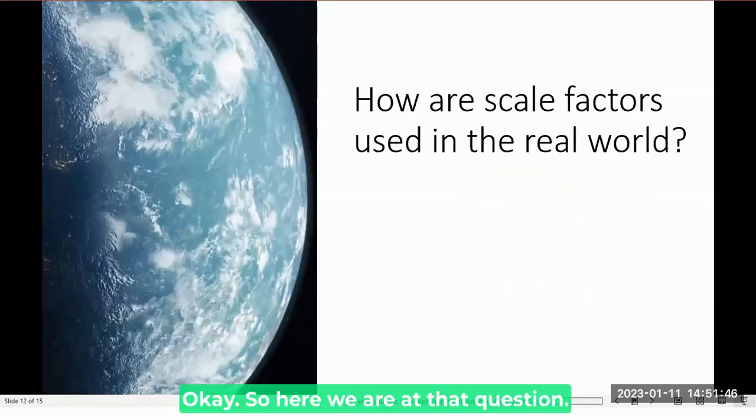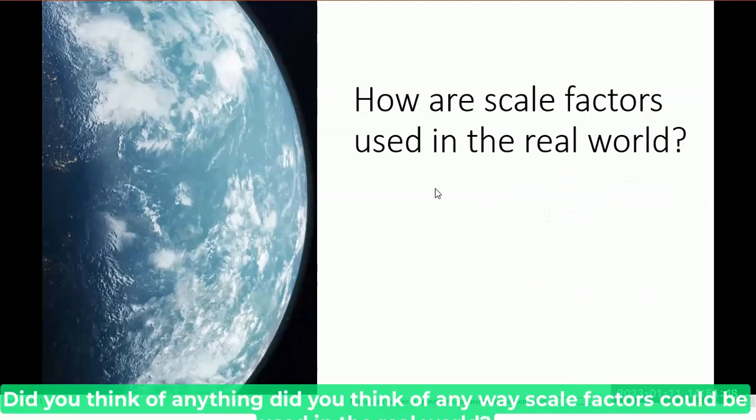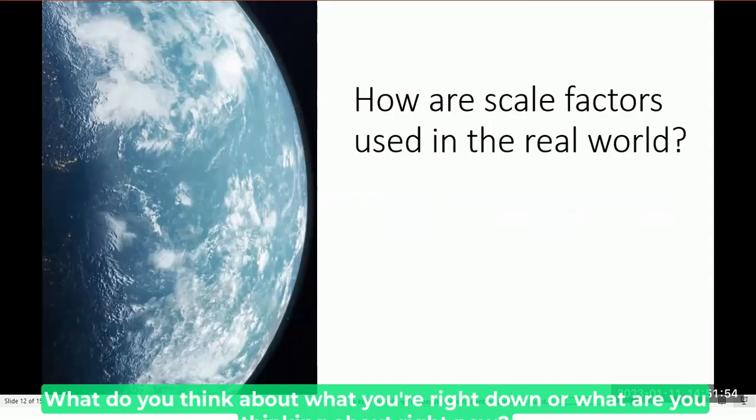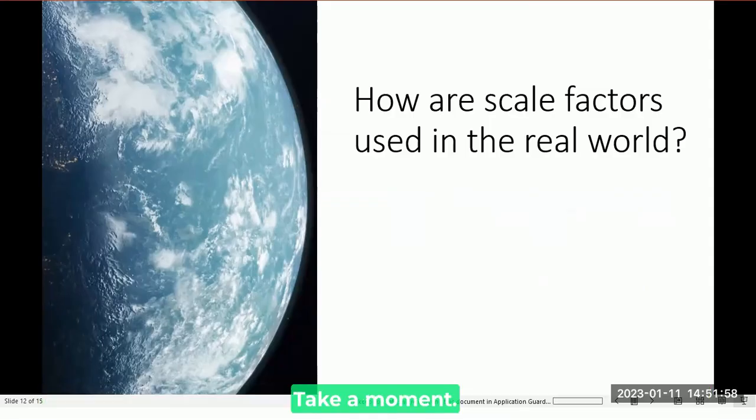Okay, so here we are at that question. Did you think of anything? Did you think of any ways scale factors could be used in the real world? What did you think about? What did you write down? Or what are you thinking about right now? Take a moment.